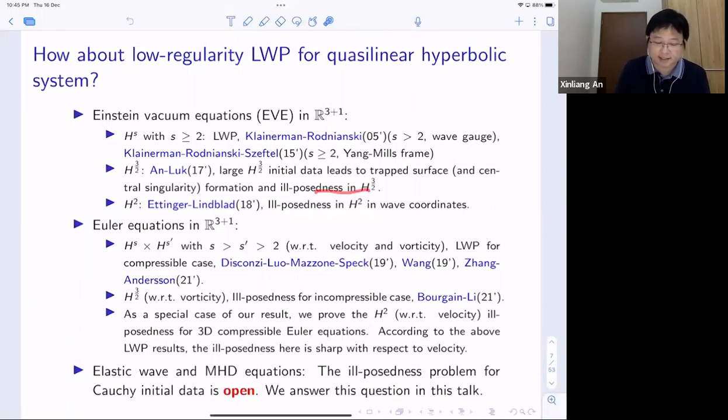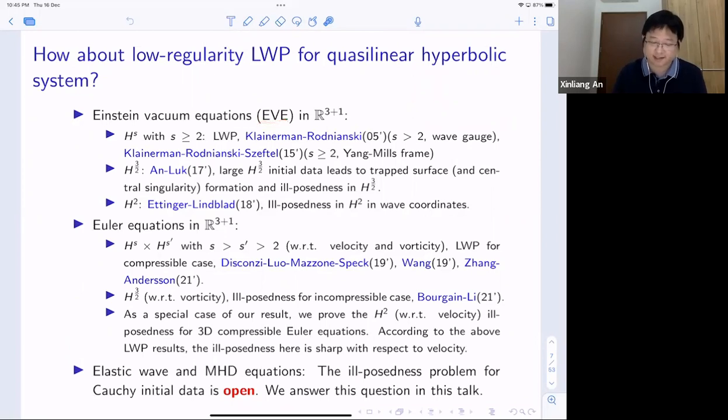We can see that there is H3/2 and H2. Later, Ettinger and Lindblad used wave coordinates. They construct, under plane symmetry, an ill-posedness result for the Einstein vacuum equation. So now we know that besides H3/2, at the H2 level there is also something interesting happening, and this is related to the local well-posedness and ill-posedness. Okay, this is for the Einstein vacuum equation.